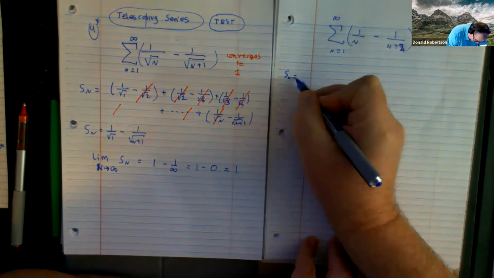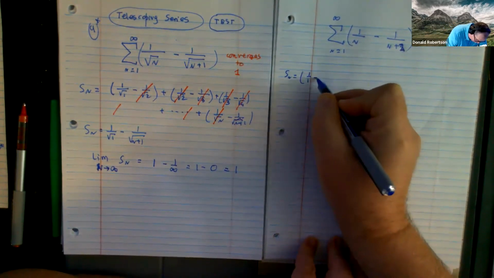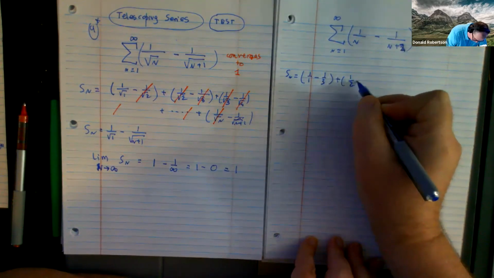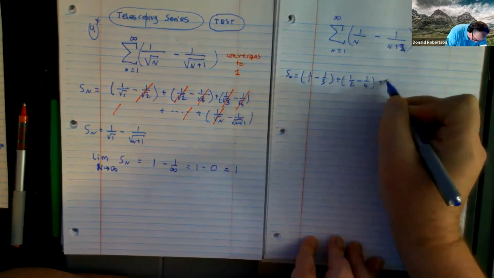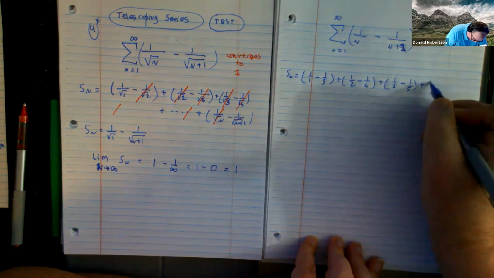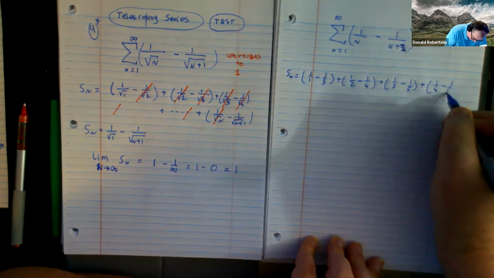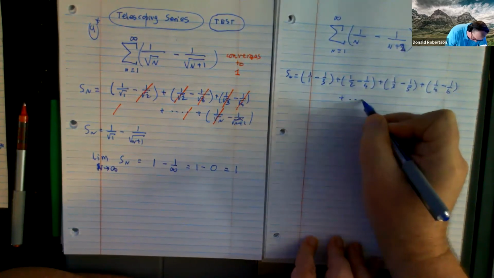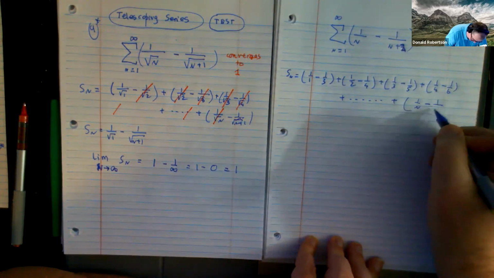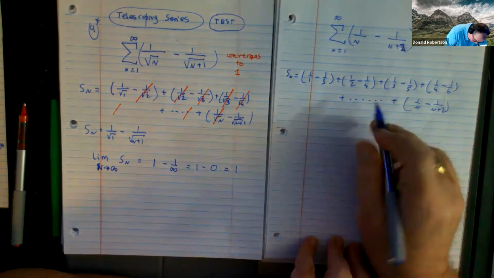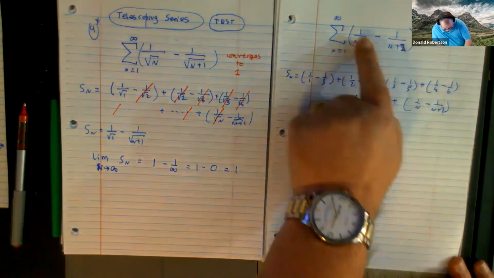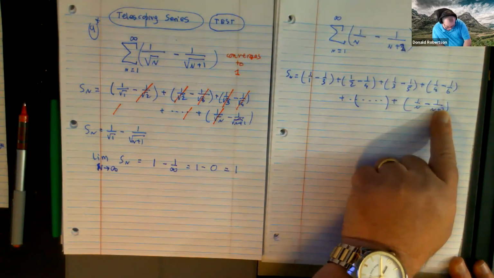So if you write down the first term, you get 1, take away a third. If you write down the next term, it's 1 half take away a quarter. The next one is a third, take away a fifth. The next one is a quarter, take away a sixth, dot, dot, dot. And then you finish on this guy. Now, wish I hadn't put those dots there because I want this one. That's the last term.